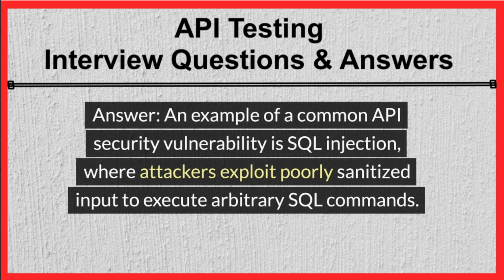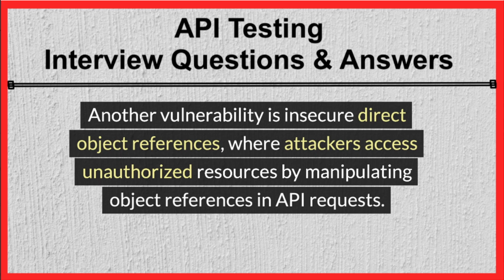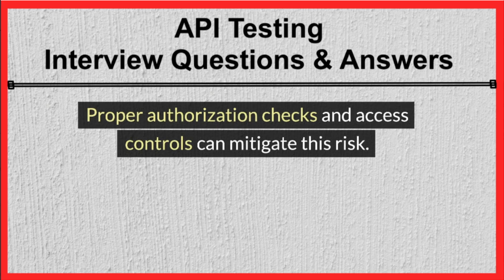6. What are some common API security vulnerabilities, and how do you mitigate them? Answer. An example of a common API security vulnerability is SQL injection, where attackers exploit poorly sanitized input to execute arbitrary SQL commands. To mitigate this, input validation and parameterized queries should be implemented. Another vulnerability is insecure direct object references, where attackers access unauthorized resources by manipulating object references in API requests. Proper authorization checks and access controls can mitigate this risk.